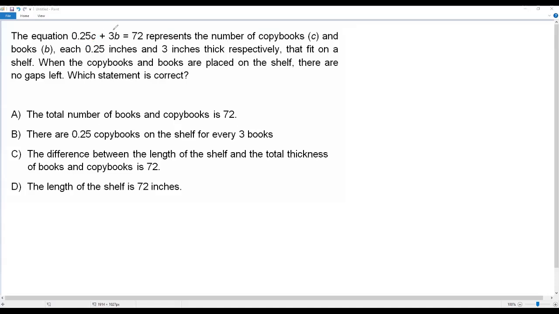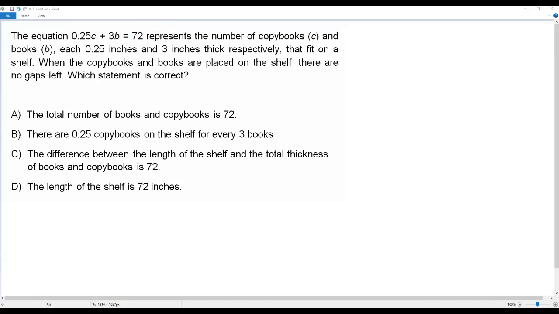And the same here, 3 inches thickness we have for one book. It is multiplied by B, where B represents the number of books. So this 3B represents the total thickness of B books. So add the total thickness of C copybooks and the total thickness of B books. Then it gives me the total thickness of all the books, which is 72 inches. So this 72 represents the total thickness of all the books.